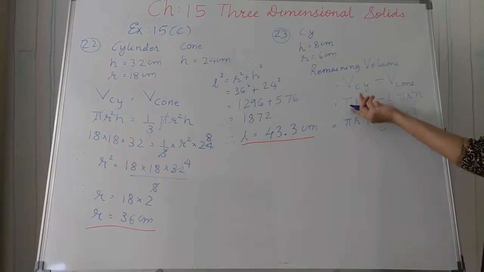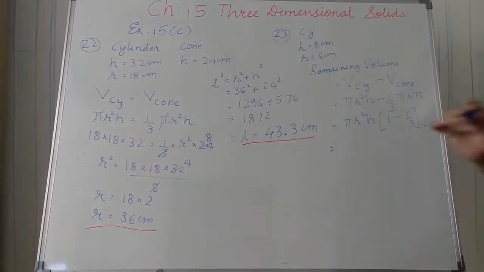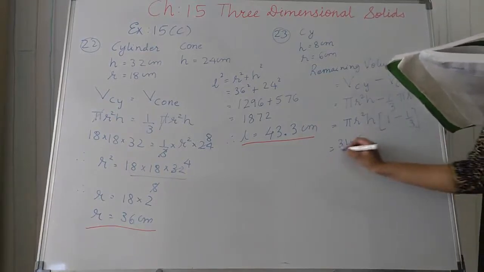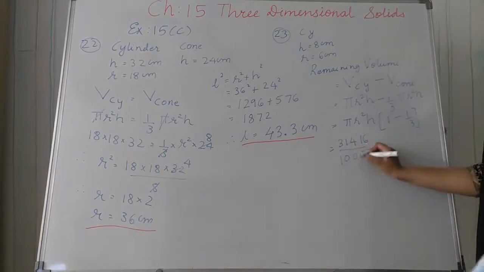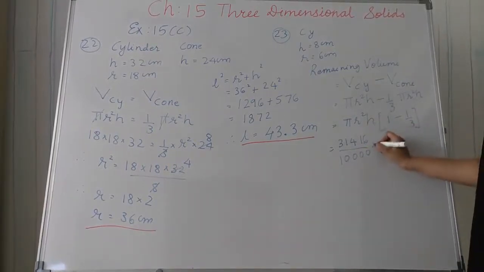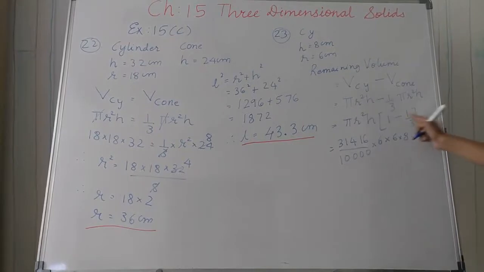and 1 minus 1 by 3 in the bracket. Why? Because here nothing left means 1 left and here 1 by 3 left. So now pi value we need to substitute here, which is given 31416 divided by 10,000, 4 places after 3, and radius, that is 6 into 6 and height is 8. This bracket 1 minus 1 by 3 is 2 by 3. Correct?